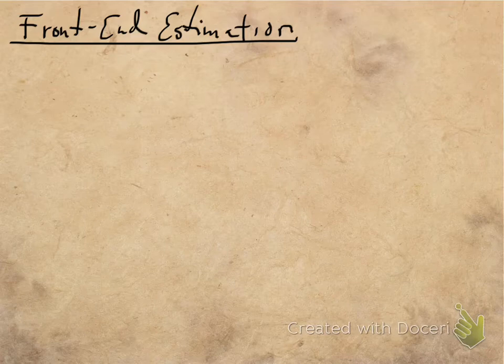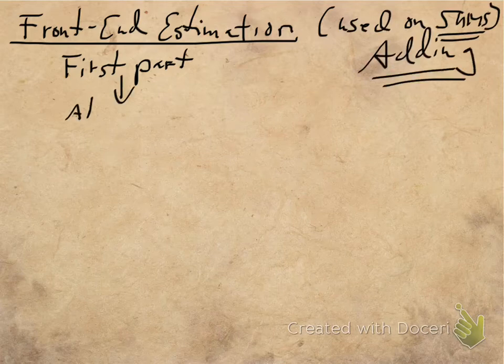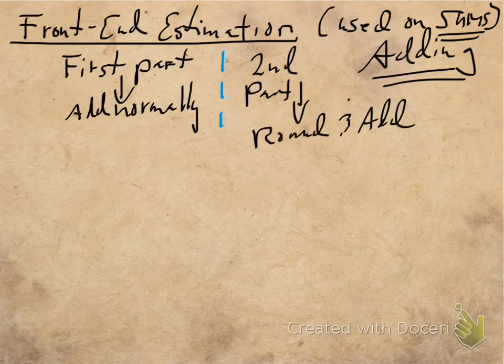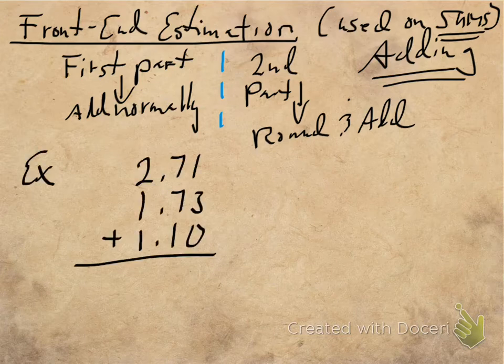All right, so let's take a look at what we do on this. With front-end estimation, the reason it's called that is we're going to divide the numbers that we're adding. First of all, this is only used for adding up a bunch of numbers. So if I took some numbers like 2.71, 1.73, and 1.10, I'm going to decide what I'm going to consider to be the front of the number. I'm going to consider the front of the number to be the whole numbers, the ones in front of the decimal.